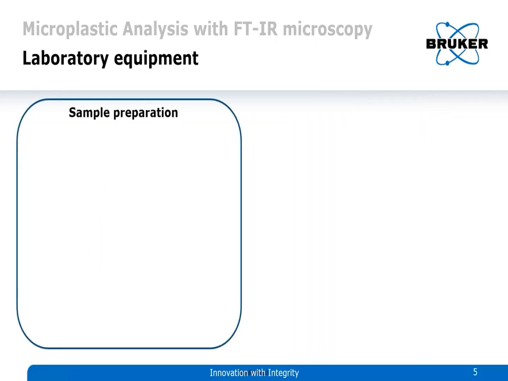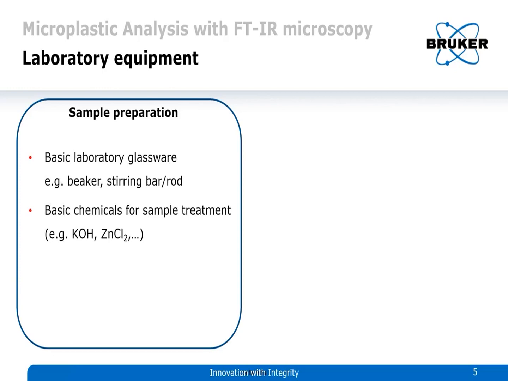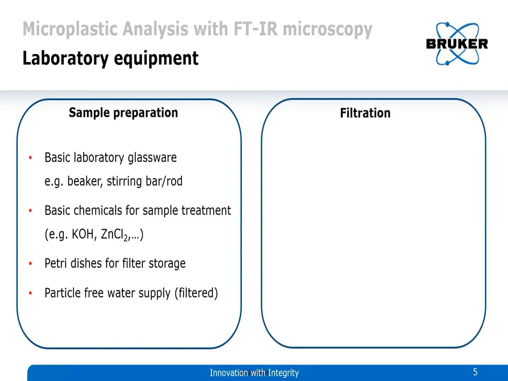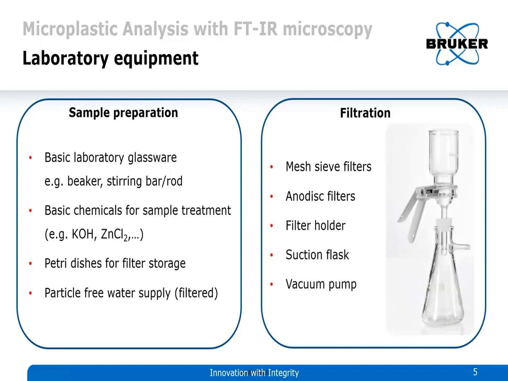But a little back to our laboratory equipment. We need for sample preparation basic glassware, beakers, stirring rods, maybe a funnel. Basic chemicals for sample treatment like potassium hydroxide, zinc chloride. Petri dishes for filter storage or any other storage option, and very important, we need a particle-free water supply so that we're not contaminating our sample. For the filtration, we probably need mesh sieve filters to do a pre-sorting of the large particles from the smaller ones. Anodisc filters for the final filtration of the particles that are measured with the microscope. A filter holder, a suction flask, a vacuum pump, which makes the setup look something like this.